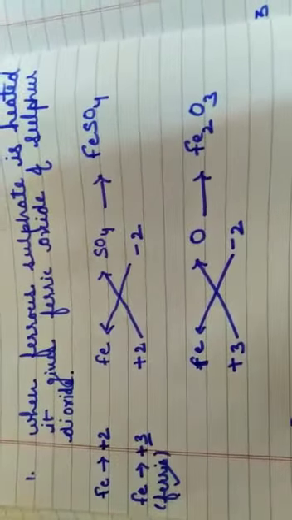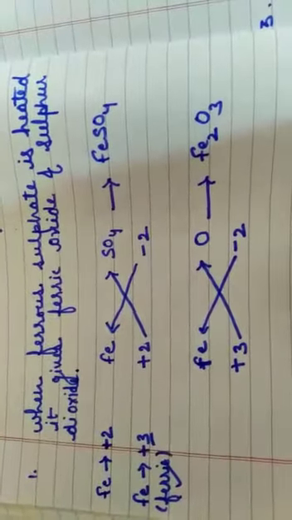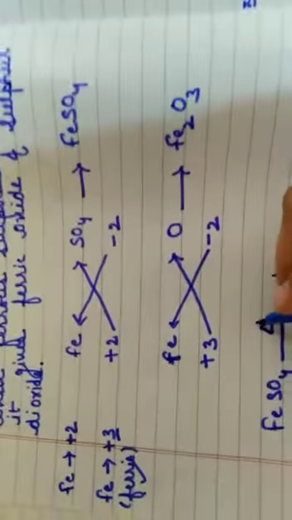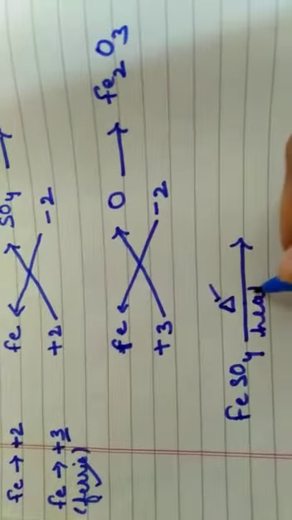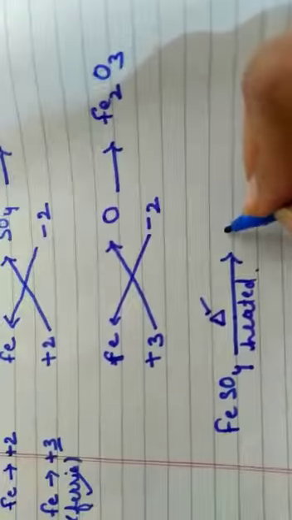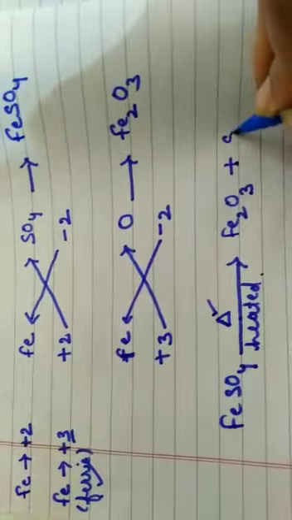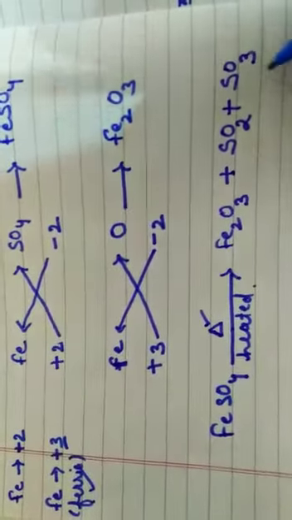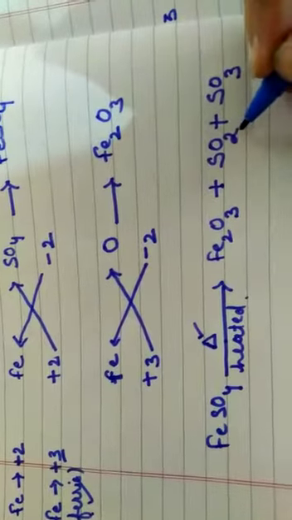Okay, so I am writing the equation: ferrous sulfate is heated. We will put an arrow and above it a delta sign. This delta sign means heat. Ferrous sulfate is heated to give ferric oxide plus sulfur dioxide, and sulfur trioxide is also evolved. Tri means 3 and di means 2. Got it?